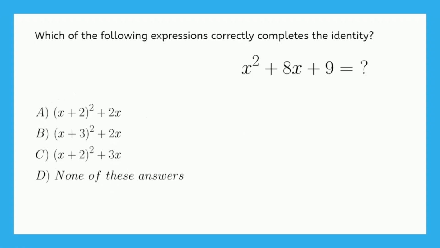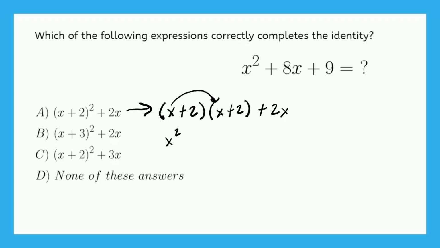Okay, so let's start with A. What could we do to rewrite this? Well, x plus 2 squared is the same as saying x plus 2 times x plus 2. Then we still have plus 2x. So let's multiply this out. x times x is x squared. And then x times 2 is 2x. So plus 2x. And then 2 times x is 2x. So again, plus 2x. And then 2 times 2 is 4, plus 4.